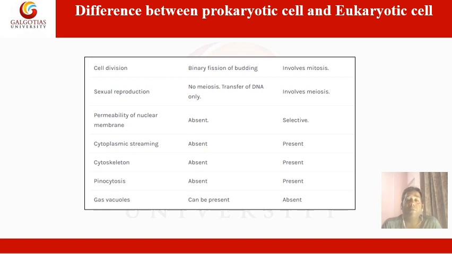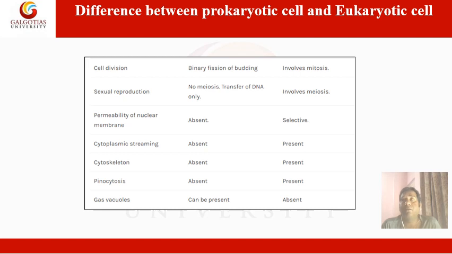If we talk about the nuclear membrane, it is totally absent in prokaryotic cells, whereas the nuclear membrane is selectively permeable in eukaryotic cells. Cytoplasmic streaming is also absent in prokaryotic cells, however it is present in eukaryotic cells. Cytoskeleton like actin is absent in prokaryotic cells but present in eukaryotic cells. Now the various processes like pinocytosis are absent in prokaryotic cells, however they are present in eukaryotic cells.